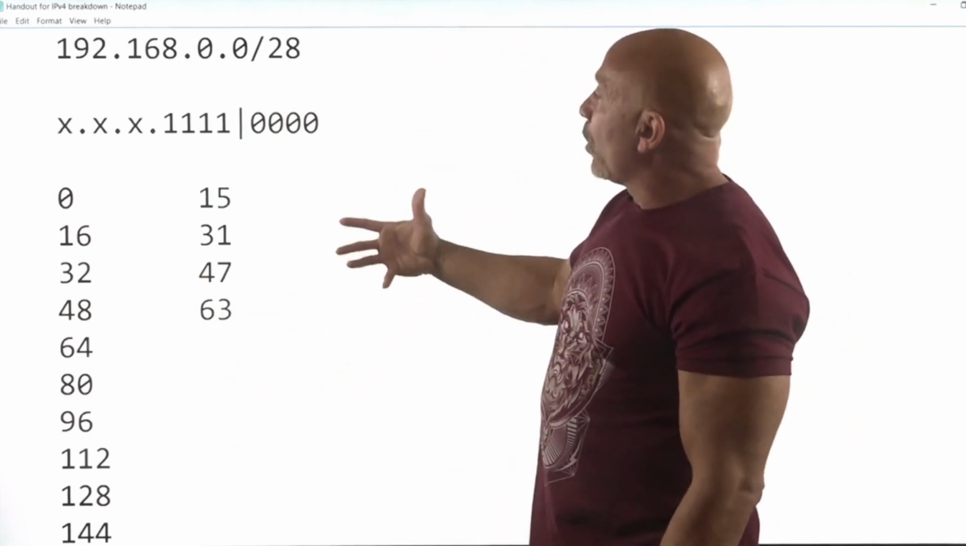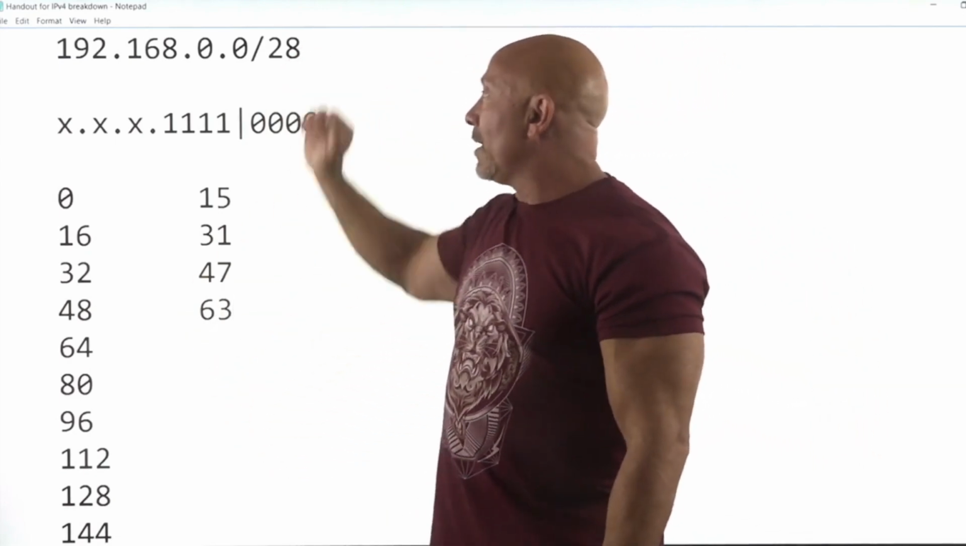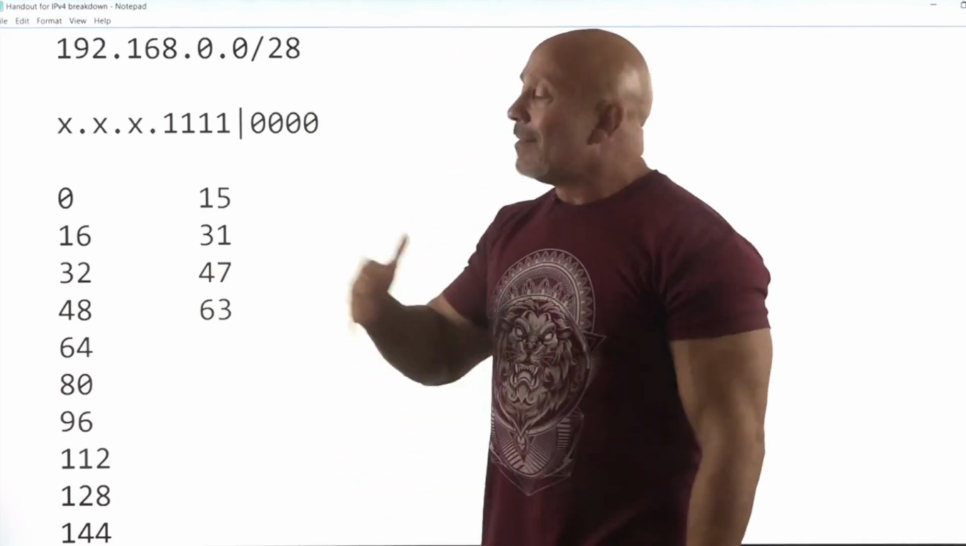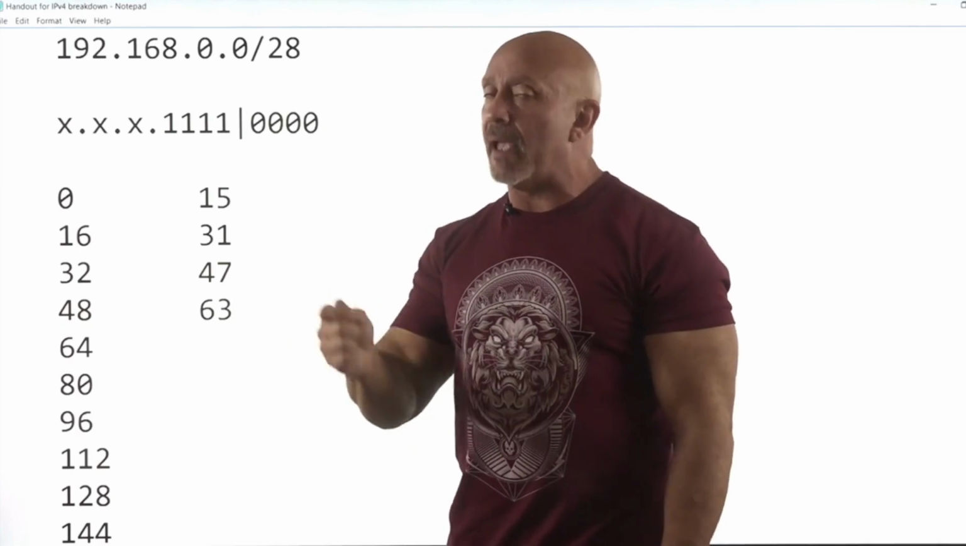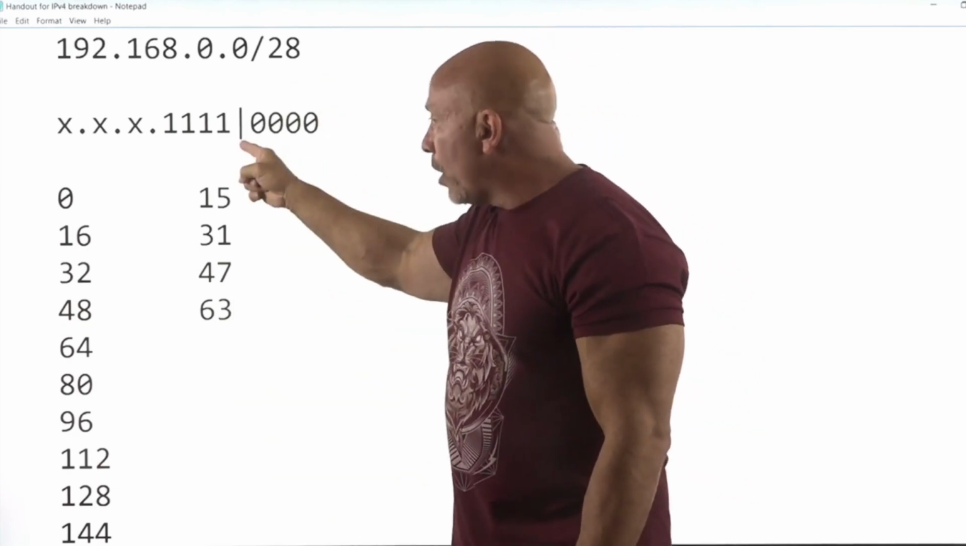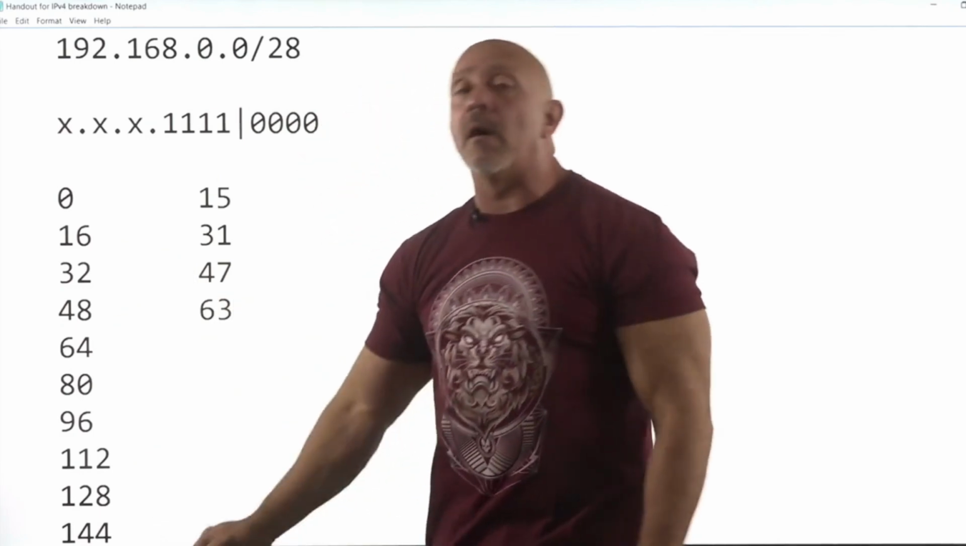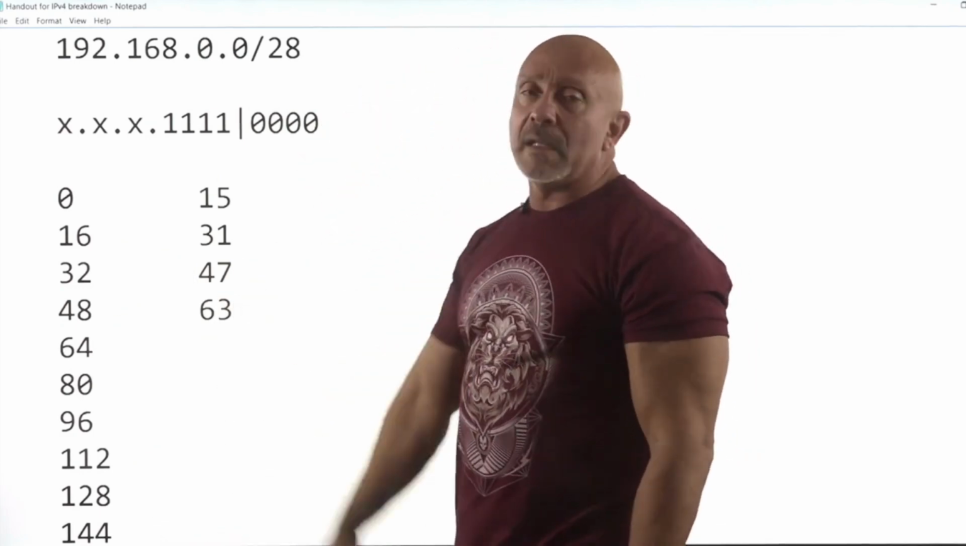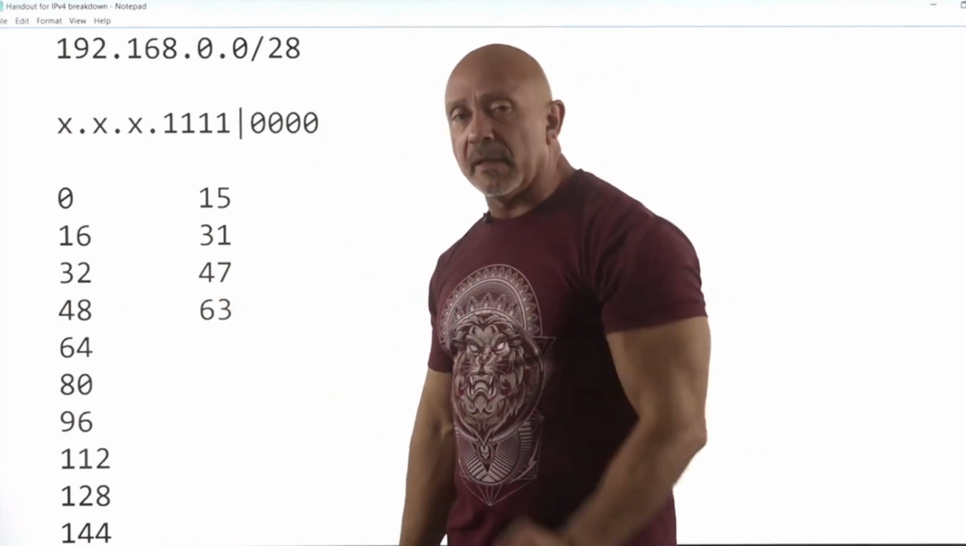So that's a class C, or within a class C using a CIDR 28 mask. That's as simple as it gets, as easy as it gets. Again, the subnet mask is the key. Drawing that line, knowing your increment, and once you increment all the way down, you've got it made in the shade. All right? I'll see you in the next one.